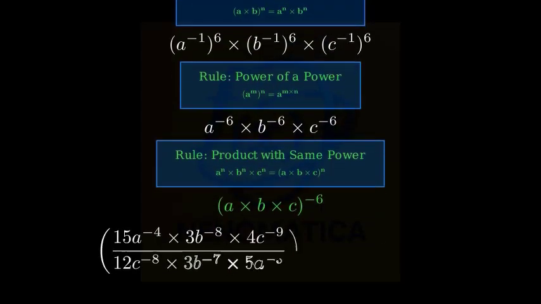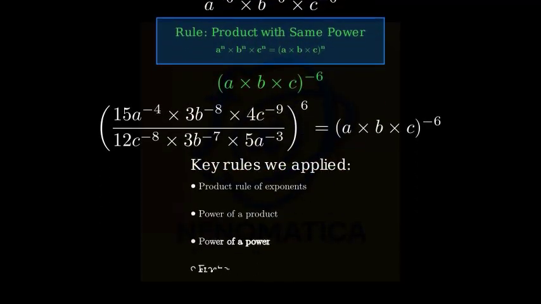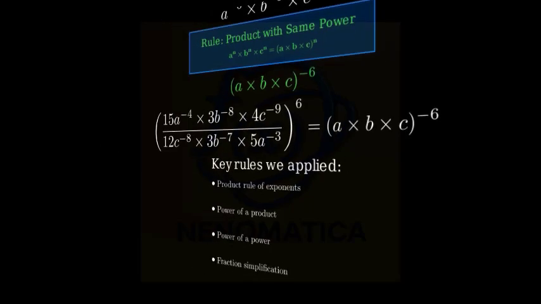And there we have it. We've proven that the original expression is equal to a times b times c raised to the negative 6th power. This proof demonstrates how to work with complex exponential expressions by applying various exponent rules step by step.